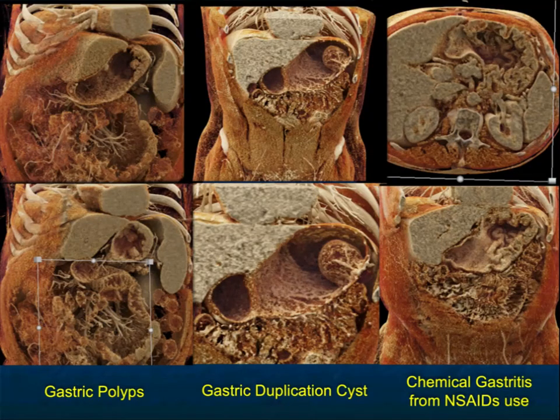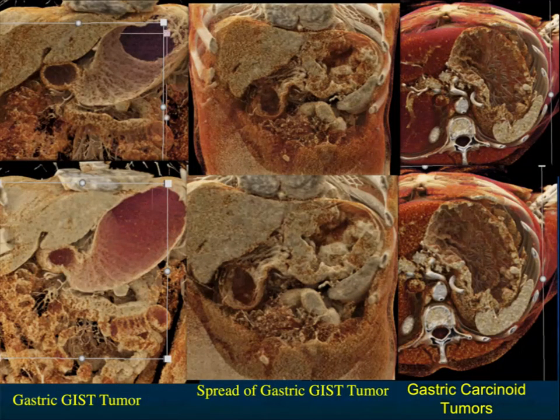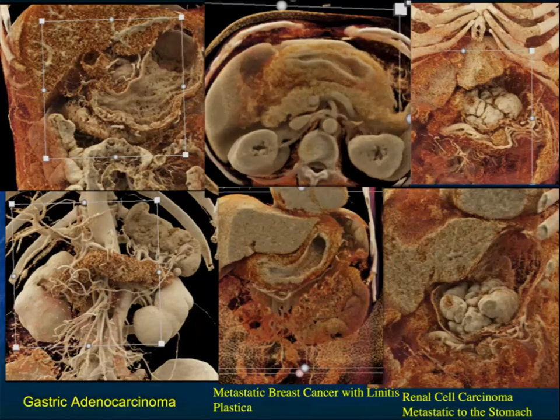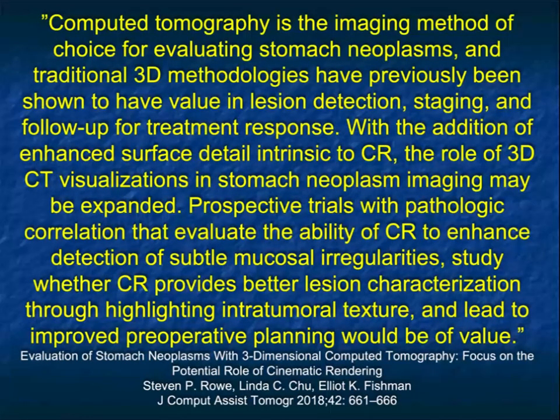Look at the kind of details you can get, whether it's gastric polyps or a gastric duplication cyst, whether it's showing the thickened folds in this patient with chemical gastritis, whether it's showing this 2-centimeter GIST tumor off the greater curvature, or an infiltrating GIST tumor, or multiple carcinoid tumors, or gastric adenocarcinoma, or linitis plastica, showing you the difference between the mucosa and submucosa, or whether it's the large masses in the stomach in this patient with renal cell carcinoma. These are the things we could see, and we have published a couple years ago an article on this.